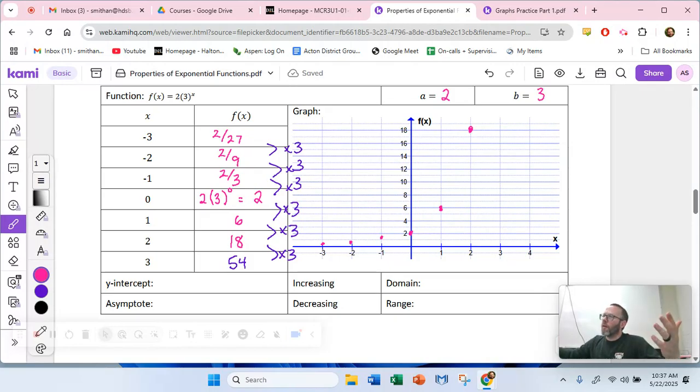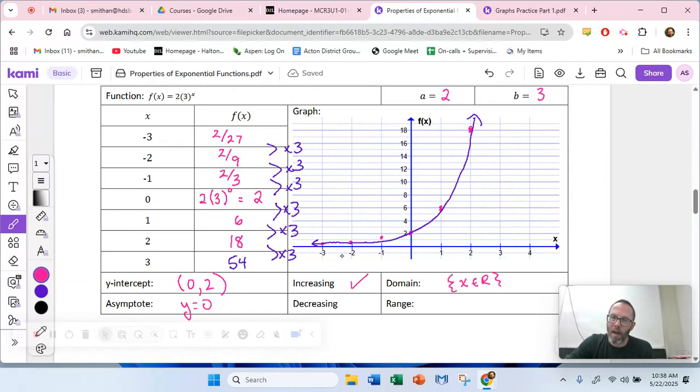But look, all these exponential functions have the same general shape. This one is increasing. And why was it increasing? Our base was 3. We're tripling the y values every time. What are the other properties? The y-intercept was 0, 2. Guys, look at the equation. 2 times 3 to the power of x. The y-intercept was 0, 2. Not a coincidence. It happened in the previous question. We approach y equals 0. This one's increasing. The domain and range, it's the same for all these graphs. X can be any real number. Y can be any real number such that y is greater than 0.